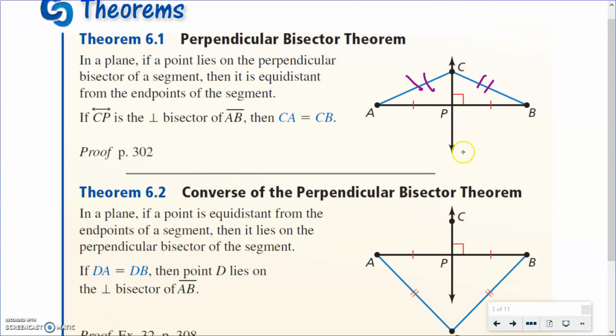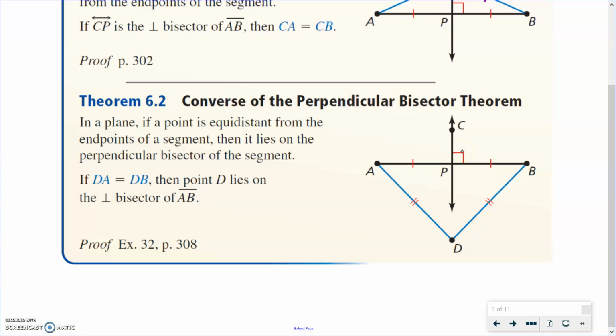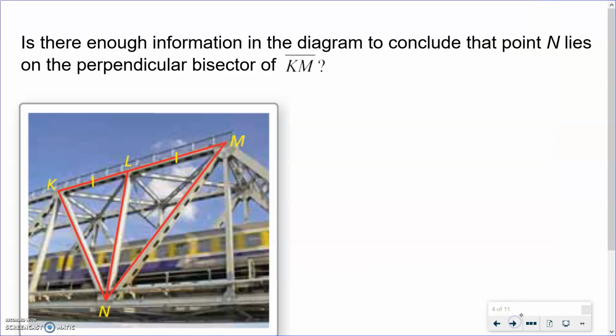And also the converse of that is true, which is if the point is equidistant from the endpoints of a segment, then it lies on the perpendicular bisector of the segment. So we're going to use that to answer some questions.